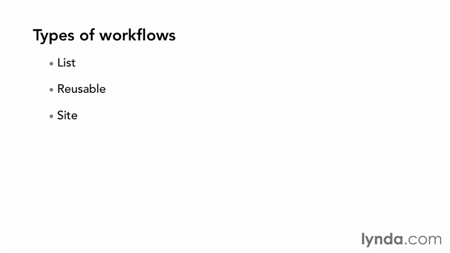The third type of workflow is a site workflow. And if you haven't worked with workflows in a while, you might wonder, what's that? Because it was a new type in the previous version of SharePoint. A site workflow is a workflow that doesn't even need a list or a library. It's a workflow that is assigned directly to the site.